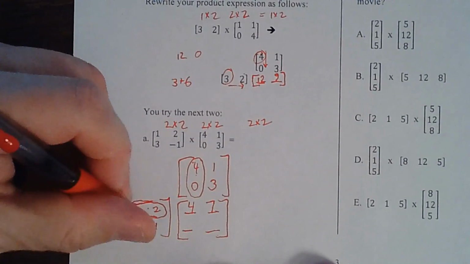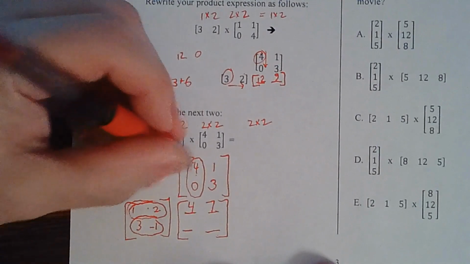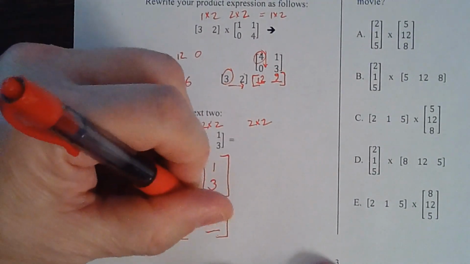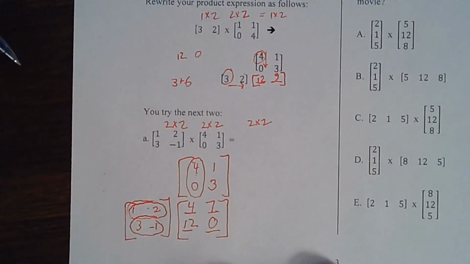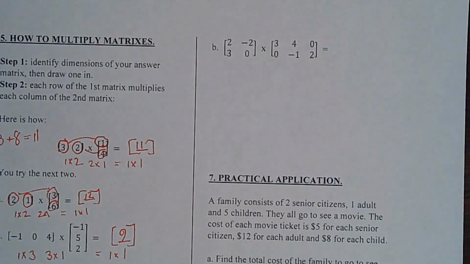Then the bottom row by the first column, that answer is going to fit in the bottom left here. We get a 12 there, and following the same procedure, we get a 0 here. 3 times 1 is 3, minus 1 times 3 is minus 3, and you add them together. Let's do the same thing real quickly in the top right.